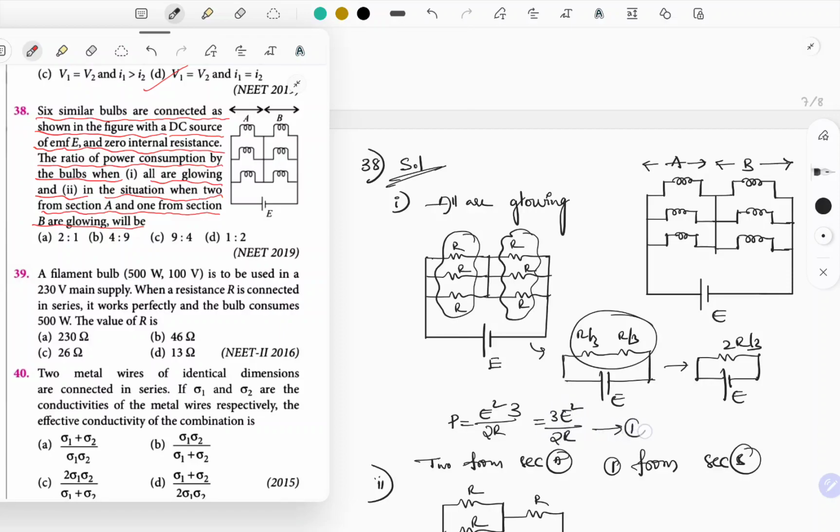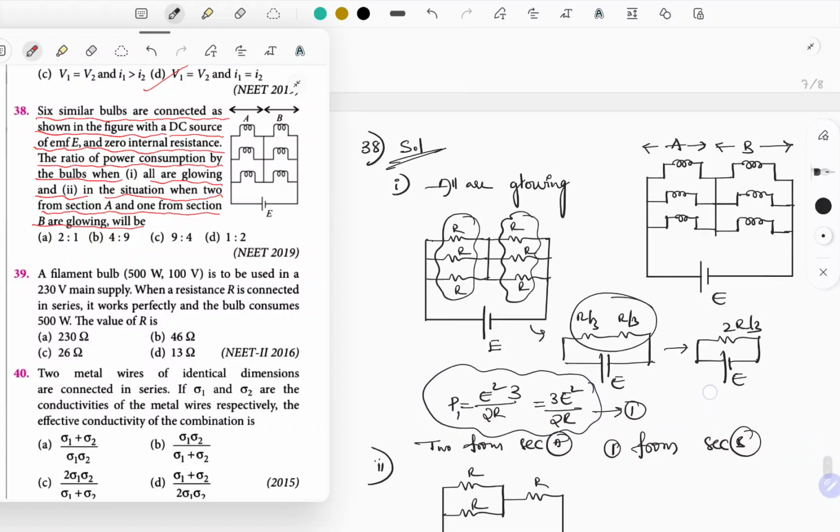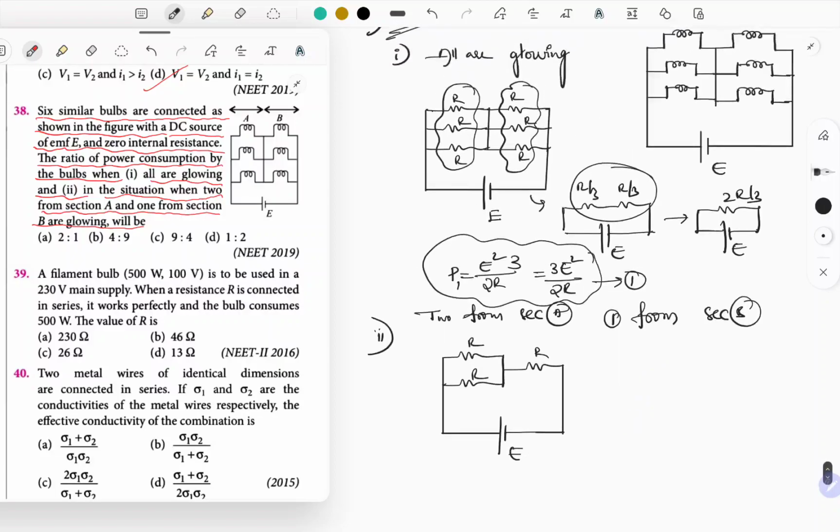So this is case 1. That's why I'm writing it as P1. This is the power dissipation in case 1. So let's talk about power dissipation in case 2. These two are connected in parallel, so resultant is going to be R by 2. The circuit you can replace it as R by 2. And this resistance is in series with R by 2, that is R.